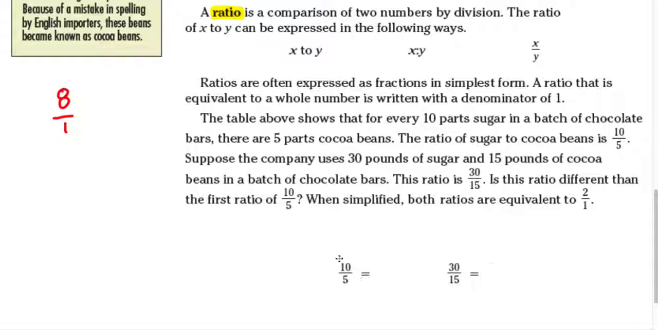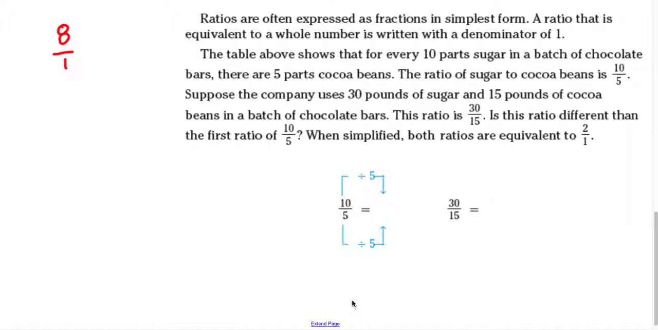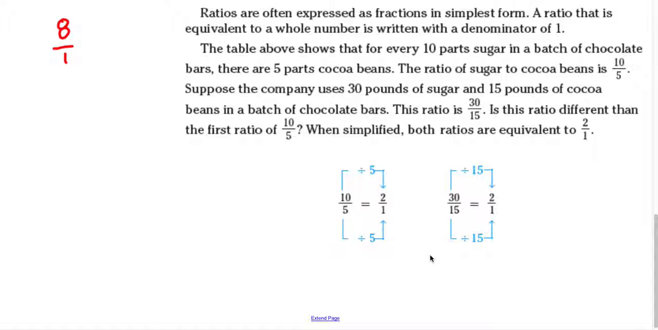When simplified, both ratios are still equivalent to 2 to 1. So you have 10 over 5, and to simplify it you divide by its GCF, which is 5. 10 divided by 5 is 2, and 5 divided by 5 is 1, so you get 2 to 1. Same thing with 30 over 15. To simplify it, divide by its GCF, which is 15, and you end up with still 2 to 1. So what do we notice?